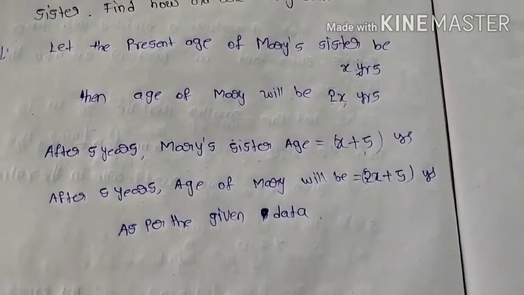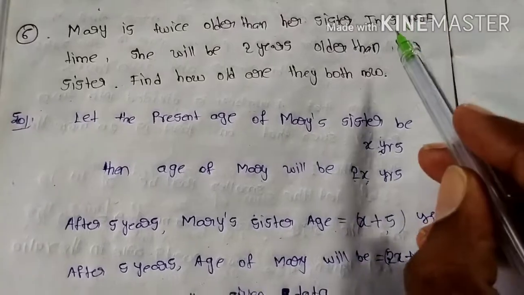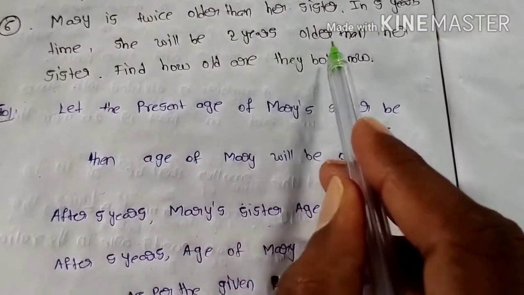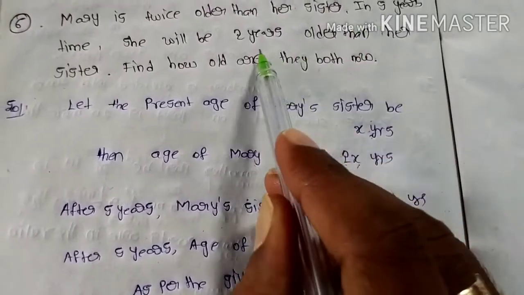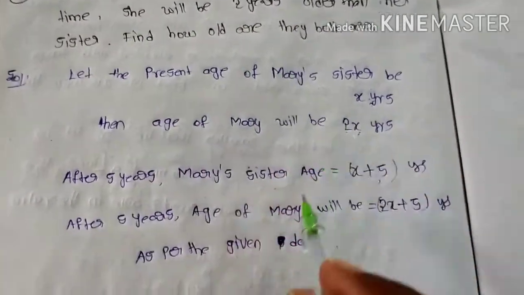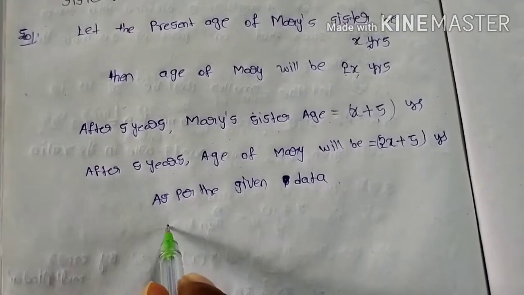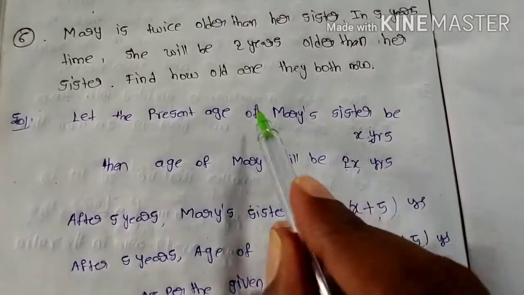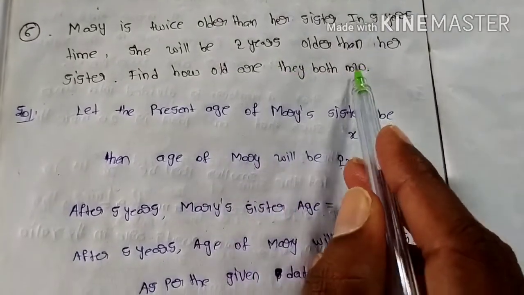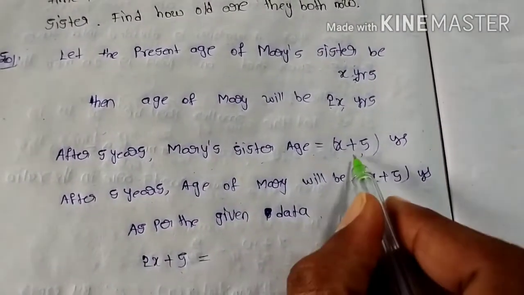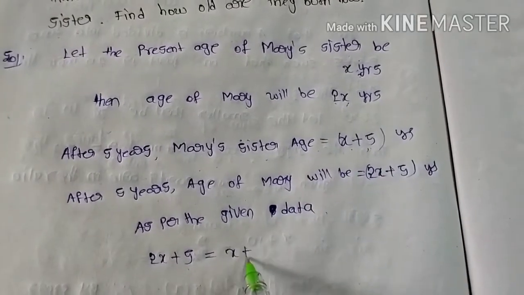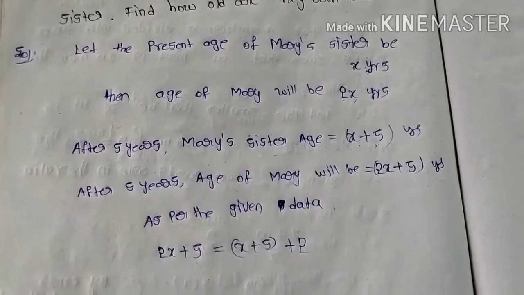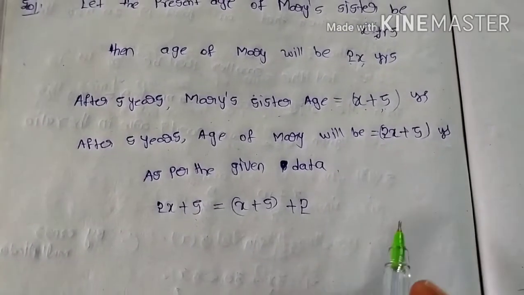Now you can see next, as per the given data, in 5 years' time, she will be 2 years older than her sister. She means here Mary's age is how much? 2x plus 5. Mary's age is 2x plus 5 is equal, see, she will be 2 years older than her sister. 2 years older than her sister's age will be x plus 5. That means 2 years more than x plus 5. That means you can take 2x plus 5 is equal to x plus 5 plus 2.